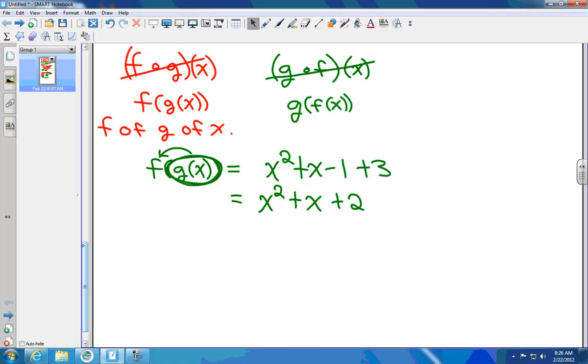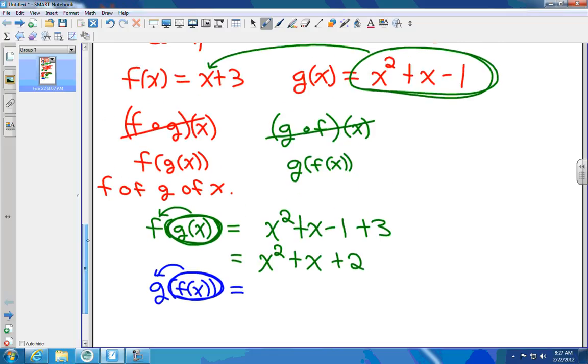And so they'll also want you to find g of f of x. So now which function are we going to plug in? You're going to plug in f into g, right? So it's just the opposite of what we just did. Now you're going to take the f function here, and you're going to plug it in. Now you've got two x's over on this one, so you have to replace both.